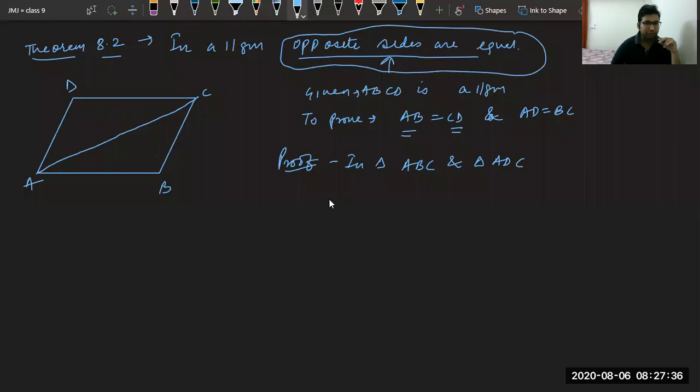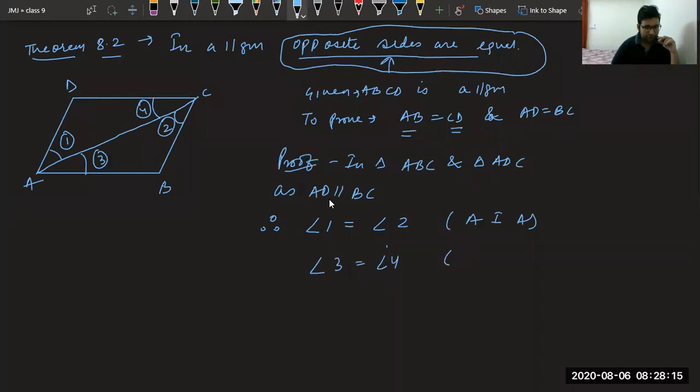Okay, now see what we can do. We know sides are parallel in a parallelogram. Very good, Ananya. Now let's see. When sides are parallel, if this is angle 1 and this is angle 2, let me write AD parallel to BC, therefore angle 1 is equal to angle 2, alternate interior angles. Second thing, similarly, I can say angle 3 equal to angle 4.